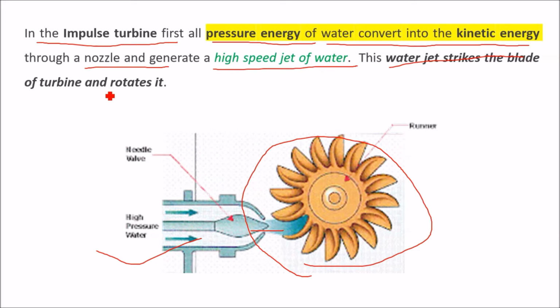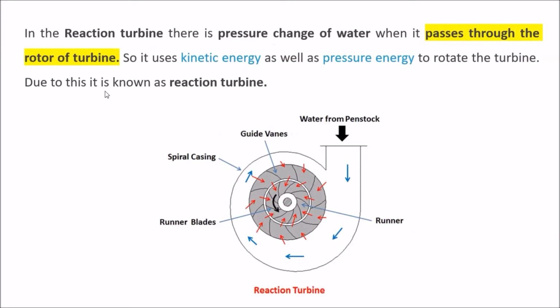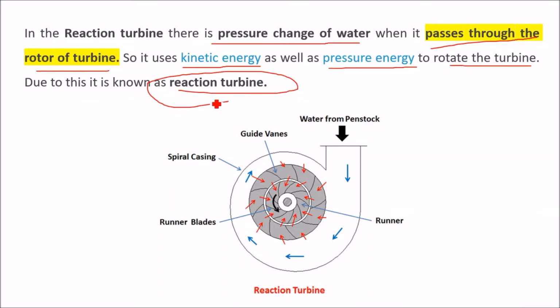In the reaction turbine there is a pressure change of water when it passes through the rotor of the turbine. So it uses two types of energy: one is kinetic energy and the other is pressure energy to rotate the turbine. Due to this it is known as a reaction turbine, as it is using both energies, pressure energy and kinetic energy.